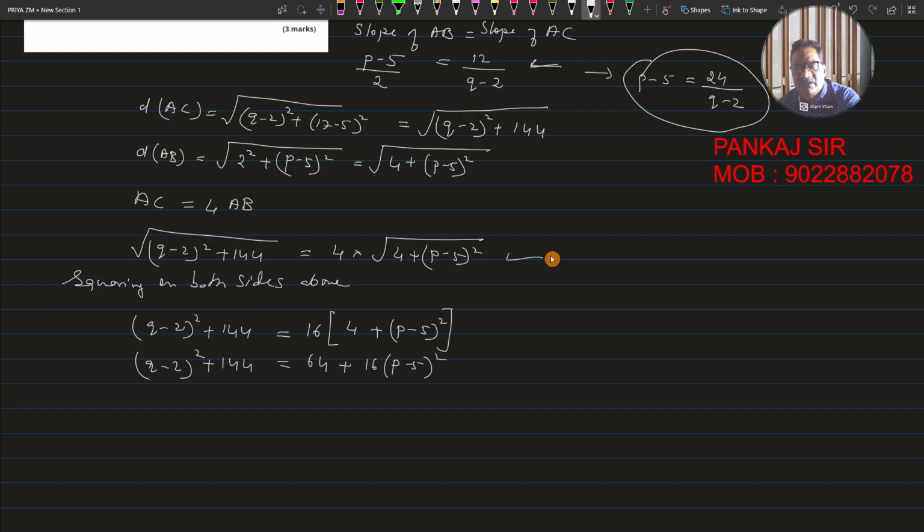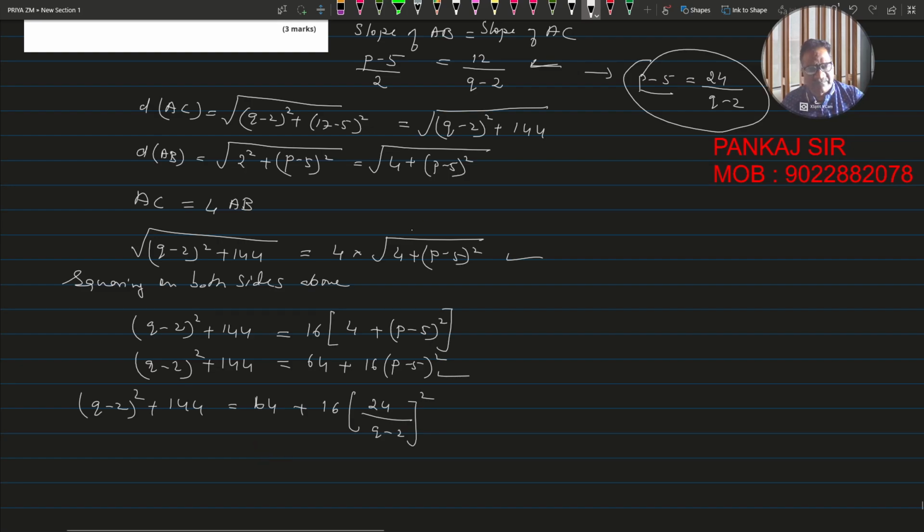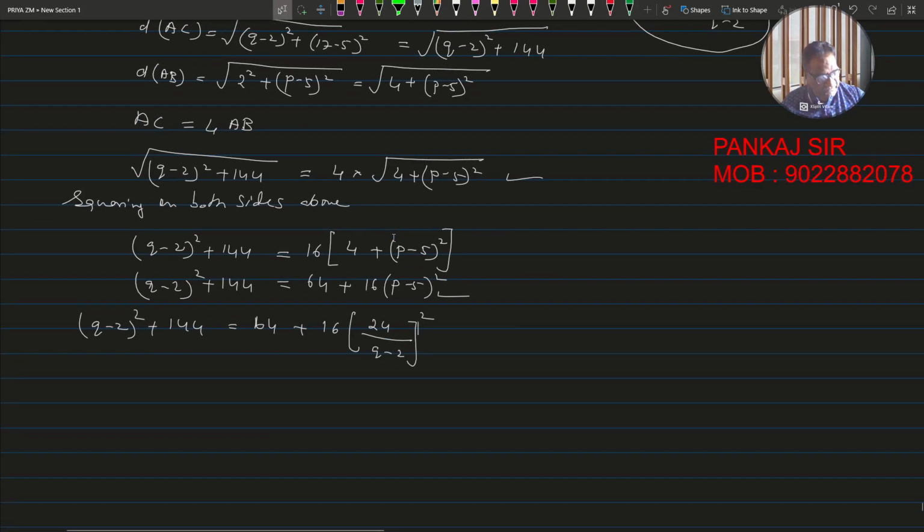Now this I am going to use here. So (q minus 2) the whole square plus 144 will be equal to 64 plus 16. Now this is (p minus 5) the whole square. So p minus 5 is 24 upon q minus 2. This will be whole square. Okay. So now we are going to solve this equation somehow to get p and q, and we will get it. So let us get started with it.